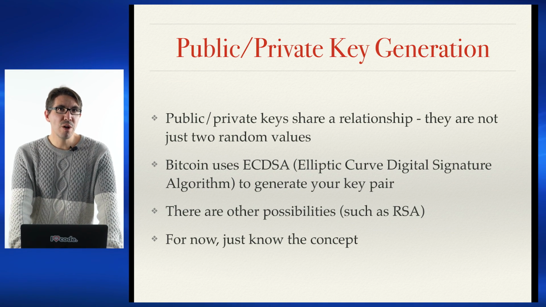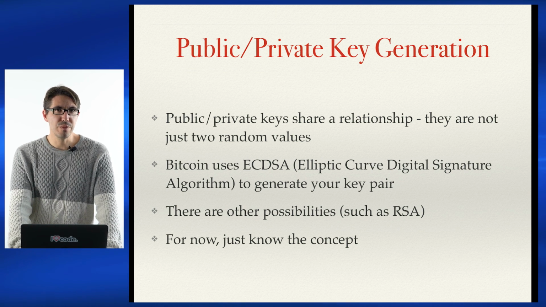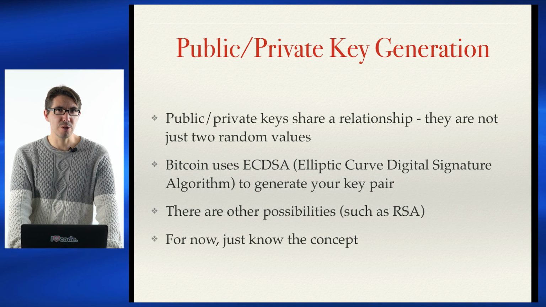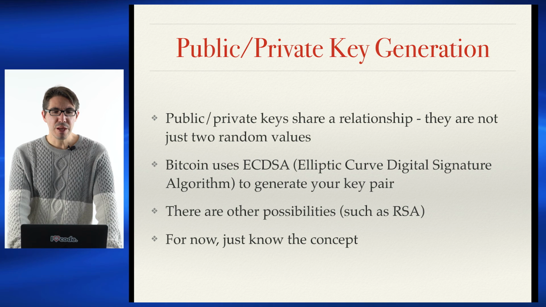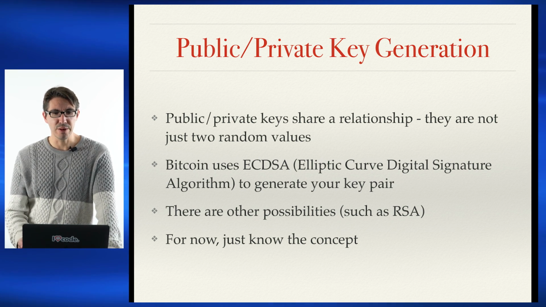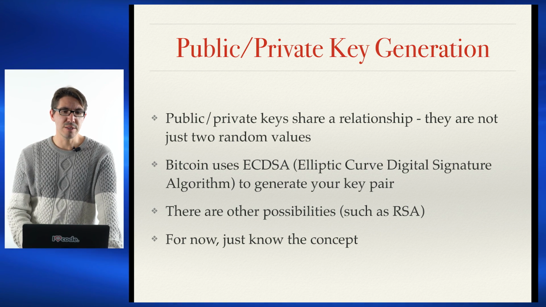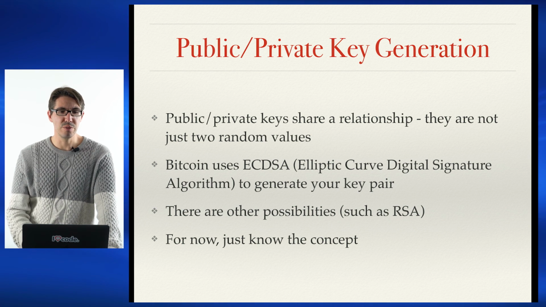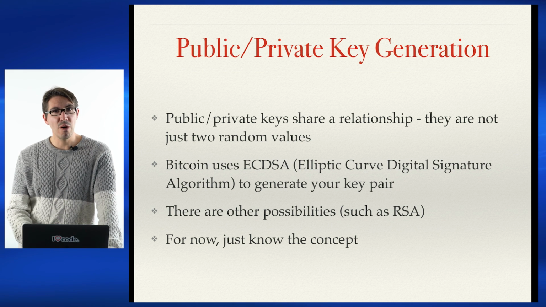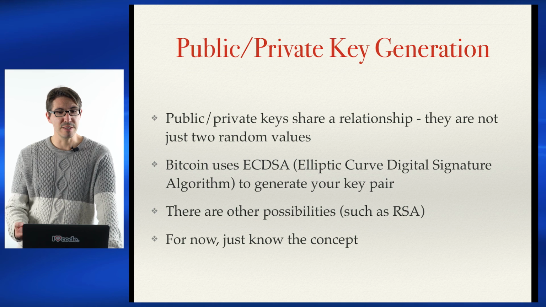We're not going to go too much into depth about how this works behind the scenes. You can just accept for now that public key cryptography does work. But they aren't just two random values. They are related. You need to generate them together. There are a few different ways to do that. Bitcoin and many other systems use elliptic curve cryptography. To generate this key pair, it uses something called ECDSA. But there are other possibilities. There are a lot of different ways to generate these key pairs.